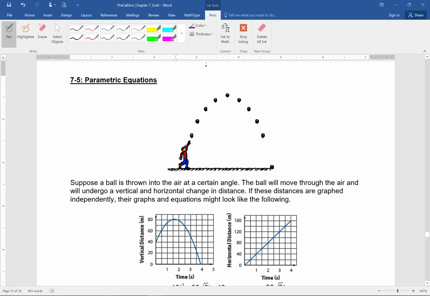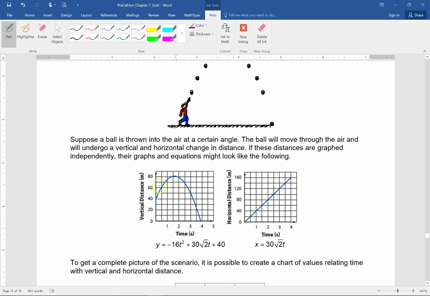Now, suppose you graph each of these changes separately. So you ignore the y and just graph the change in the x, and then you ignore the x and just graph the change in the y, right? So if you graph the vertical distance, this is what it looks like. At time t equals 0, here's where the ball was, right? Because somebody had their hand up at 40 meters, and they throw this thing up. It goes up as time moves on, and then it starts going down as time moves on, right?